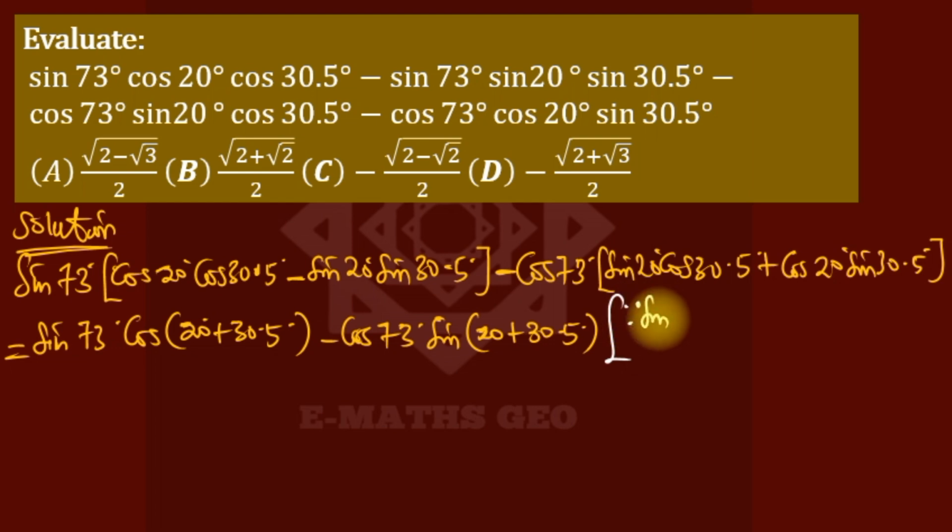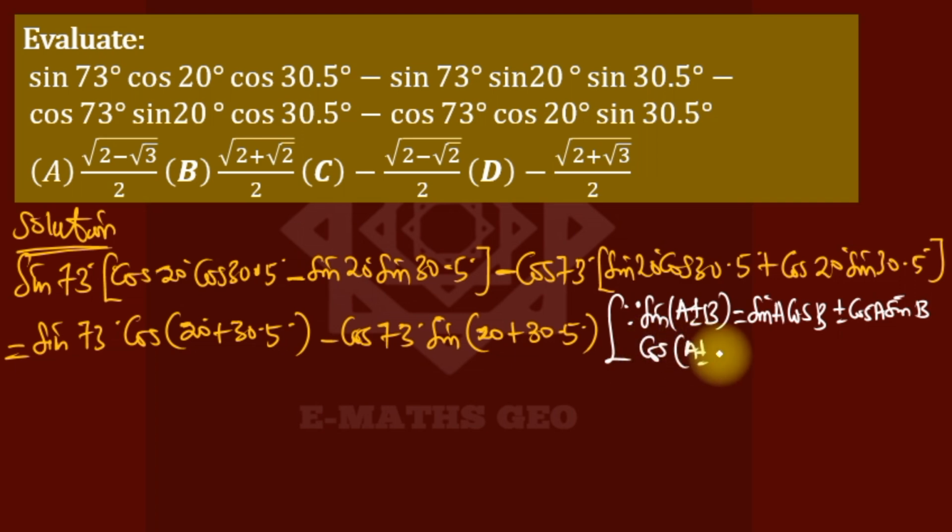Yes, what I did, I used this identity: sine A plus or minus B. If you could remember this, sine A cos B plus or minus cos A sine B, and cos A plus or minus B will now be cos A cos B minus or plus sine A sine B. So that's what I used. So that's why it's this and this. Check, compare, you see what I did.